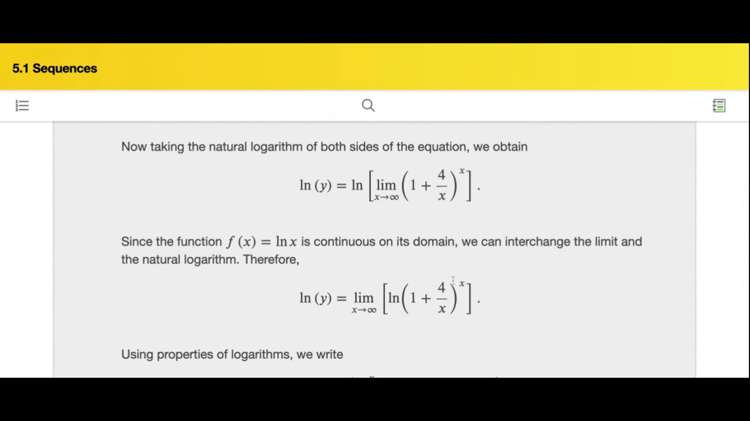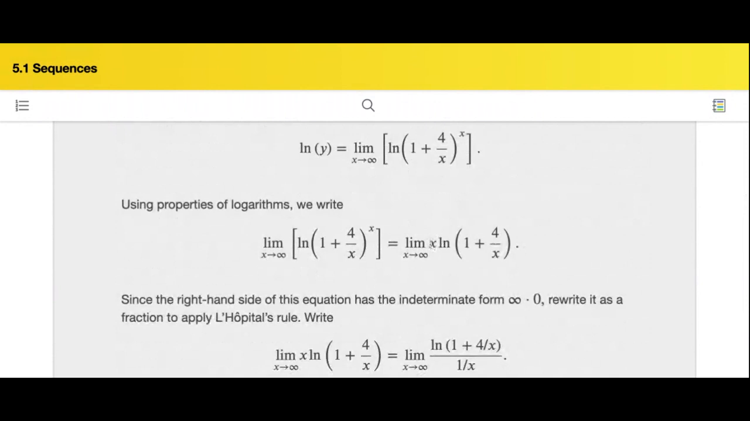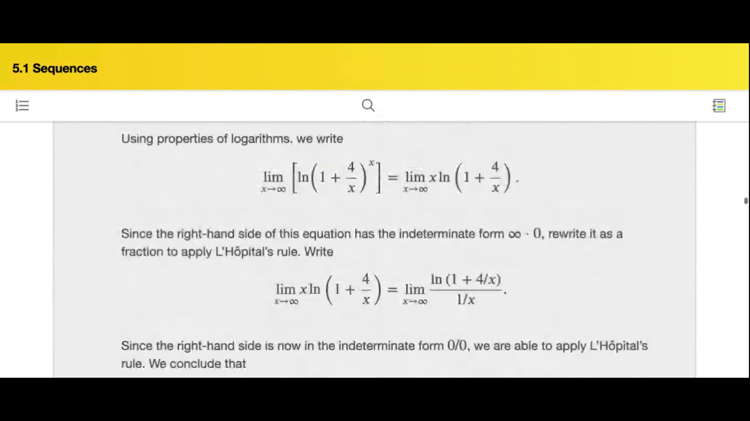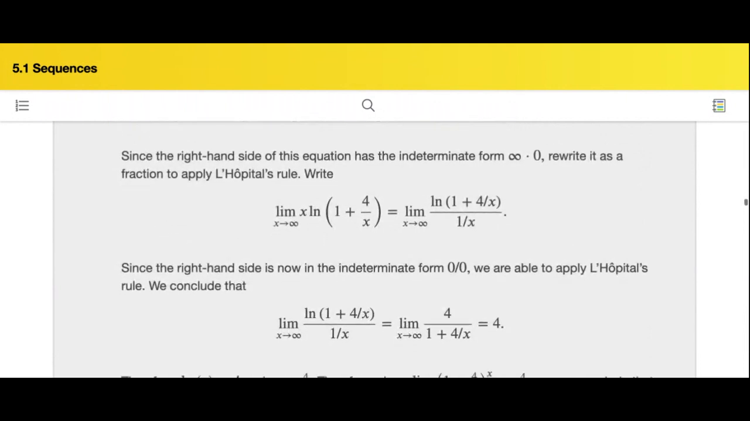Then when we take logs, the x in the exponent we can pull to the front of the log. So we get x multiplied by ln of this. Then we use L'Hopital's rule, because when x approaches infinity, we have infinity multiplied by 0. What's infinity multiplied by 0? It's an indeterminate form. So what do we do? We use L'Hopital's rule.